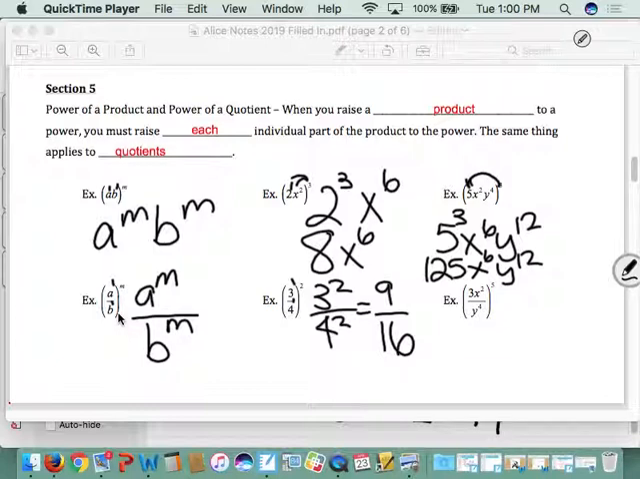Go ahead and take a couple seconds here and try this last example.